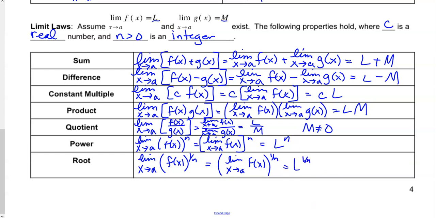Okay? So those are our properties, and just so you know that they are valid, it doesn't mean that we write them out each time. So again, mathematicians, once you know the rule, it's always nice to be able to do the shortcut.